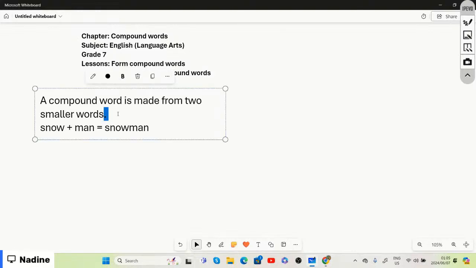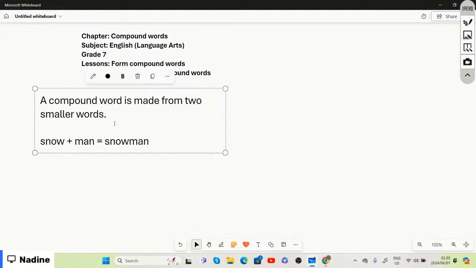A compound word is made up of two smaller words. It's basically two words that can stand on their own. But once we add those words together to create one word, the meaning of the word changes. For example, we have snow plus man, and snow plus man means snowman.